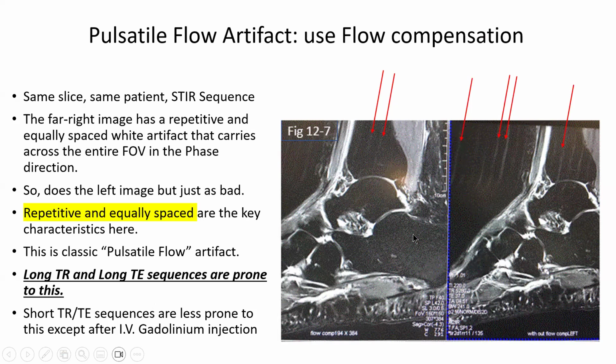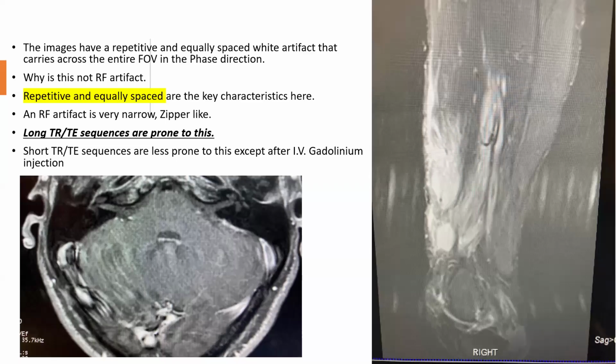But you might get something as easy as identify the artifact in this image, and you go, well, here it is. It's evenly spaced pulsatile. So it's motion, but it's really more pulsatile flow. But if motion is your best answer, tell them motion. Same thing, flow comp. You're going to see these kind of artifacts typically on long TR and long TE sequences, but you can also get them on T1s post GAD.